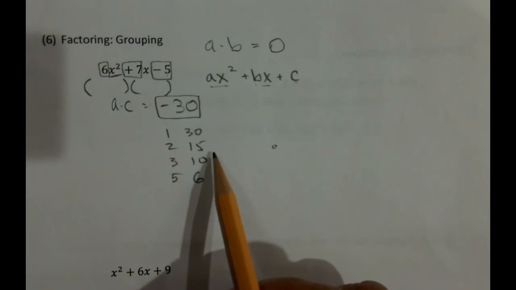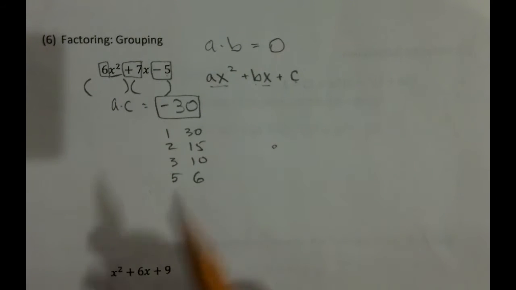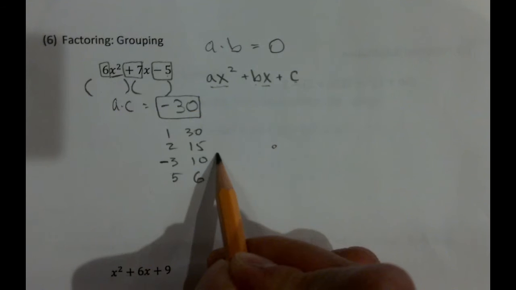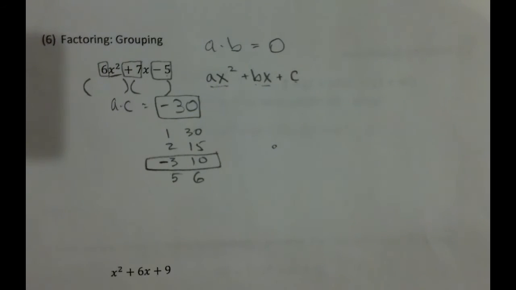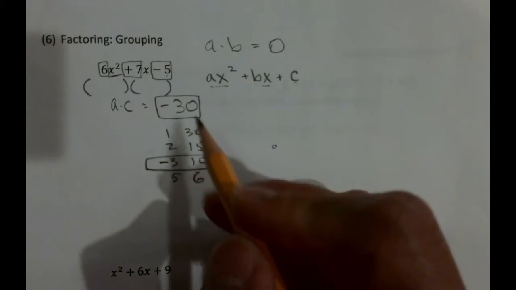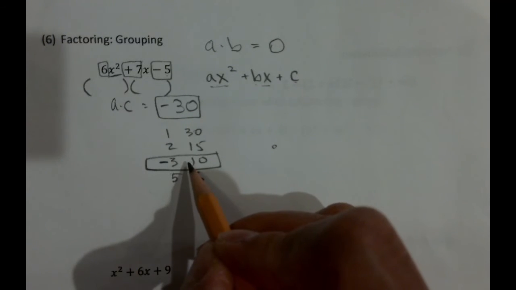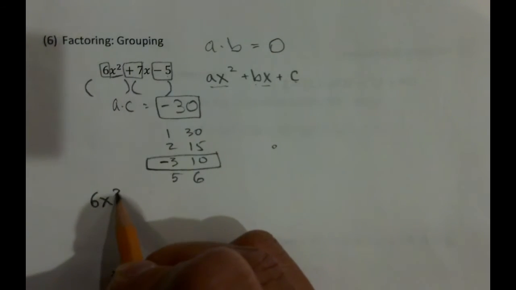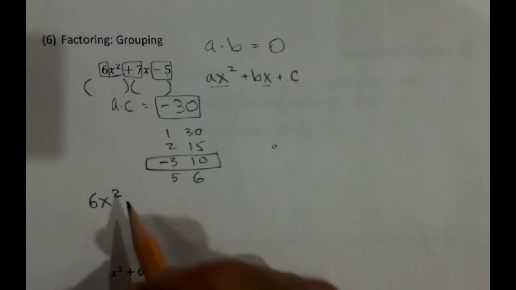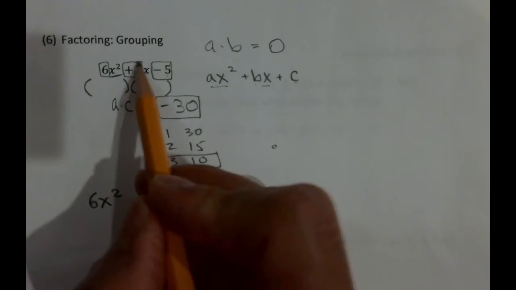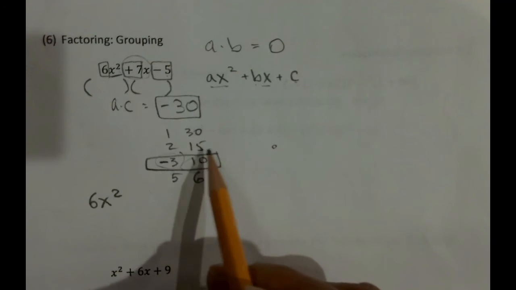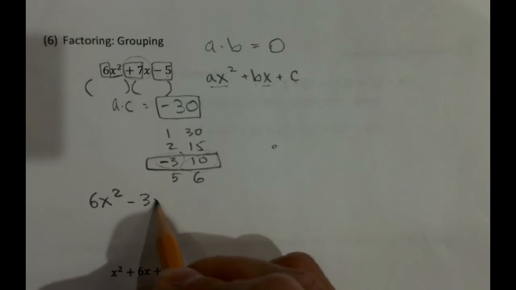Now 3 and 10 should be able to get us to 7, knowing that one of them has to be negative. So positive 10 and negative 3 looks like our pair here, so they add up to 7. So we're going to use that. What we're going to do is rewrite 6x squared, and then I'm going to split up the 7x into minus 3x and plus 10x.